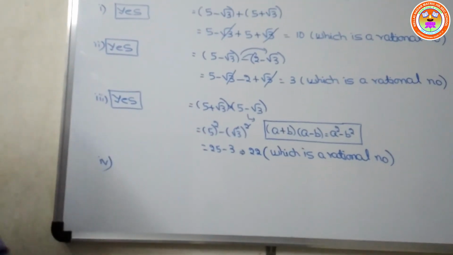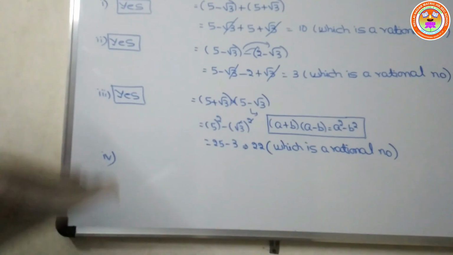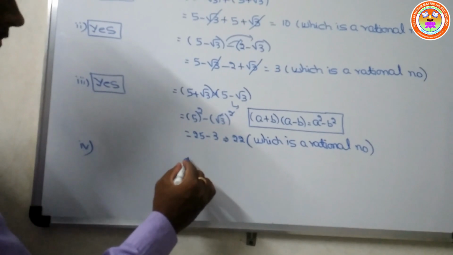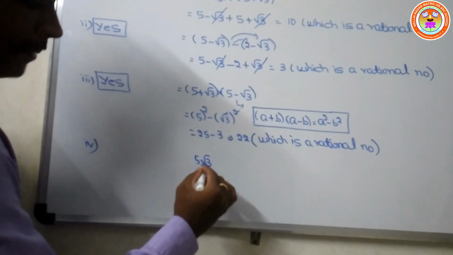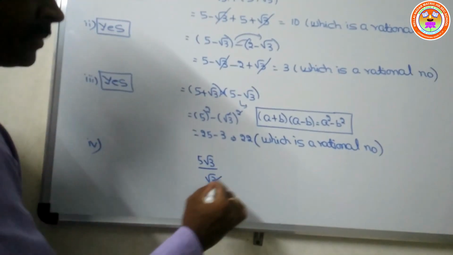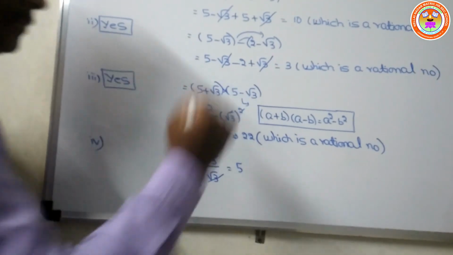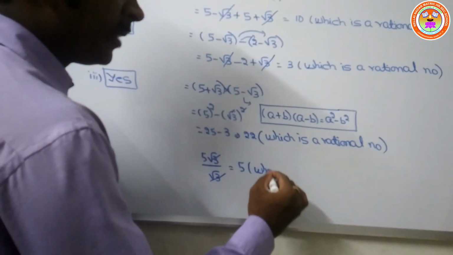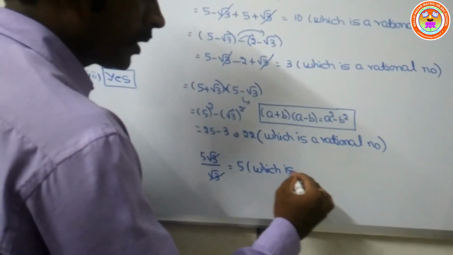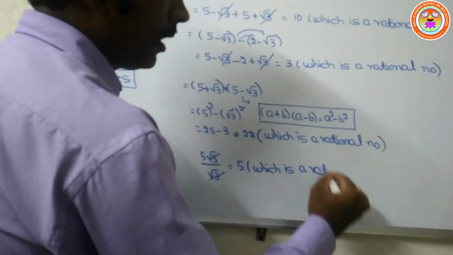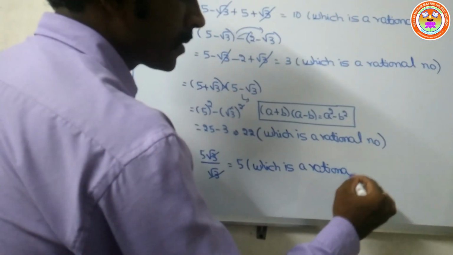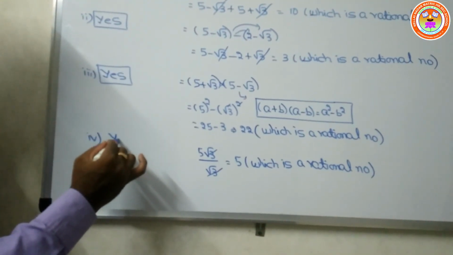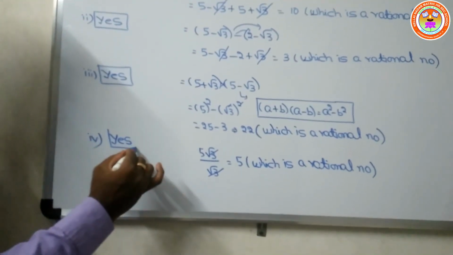Fourth one, the quotient of two surds. 5 root 3 by root 3, cancel root 3. 5 by 1, which is a rational number. So the answer is yes.